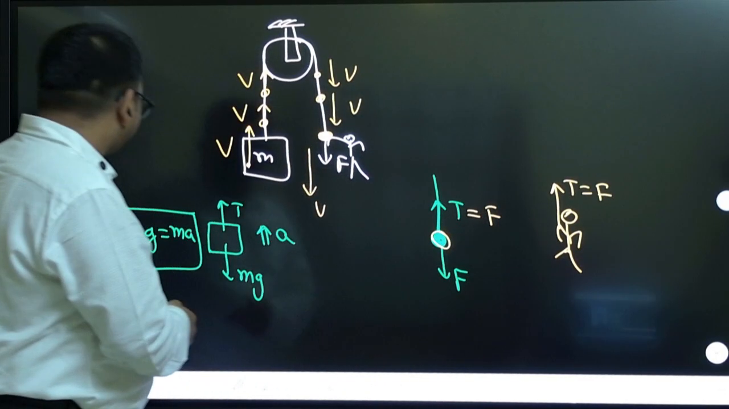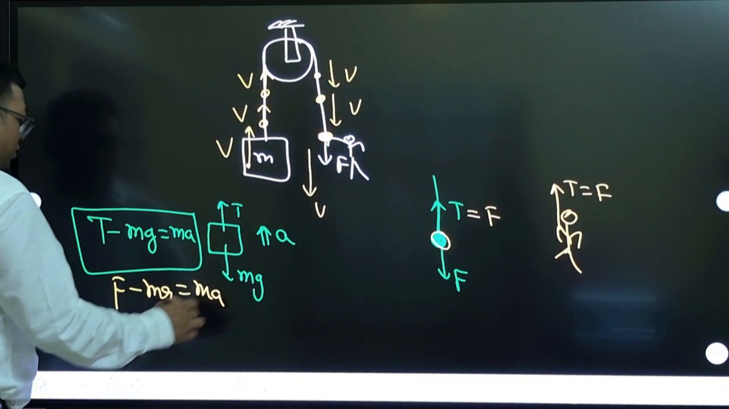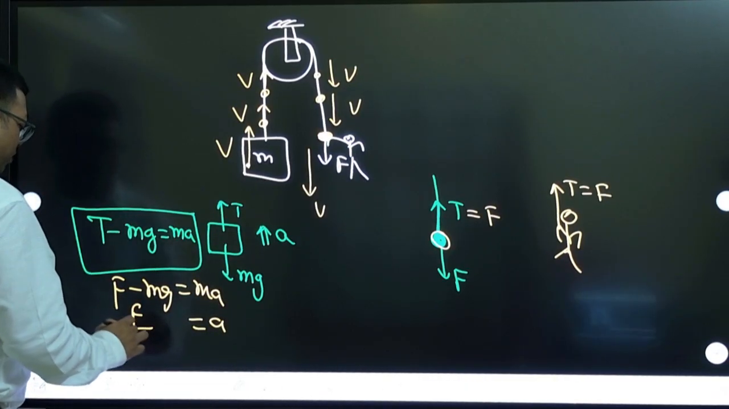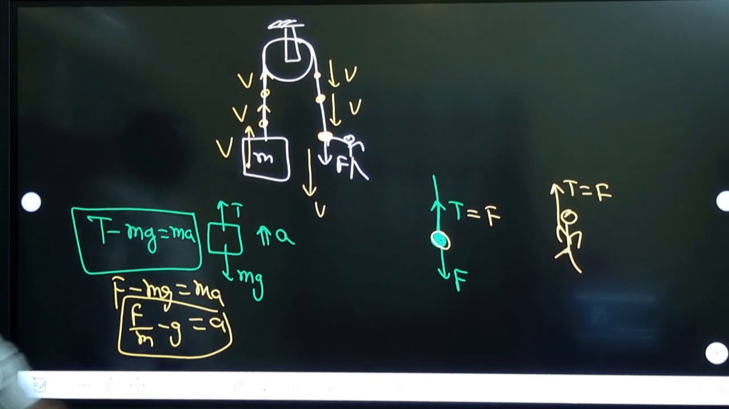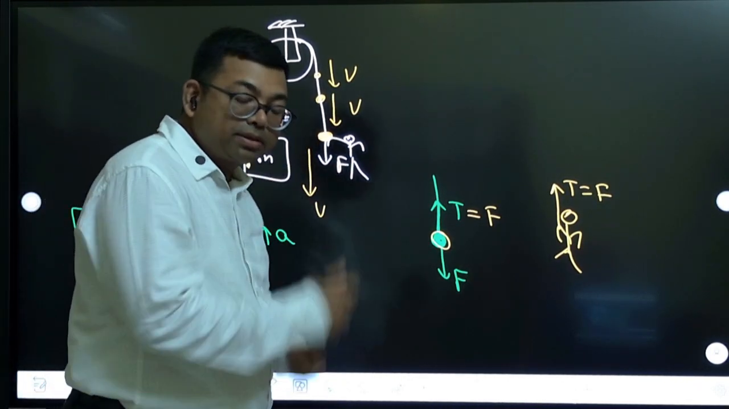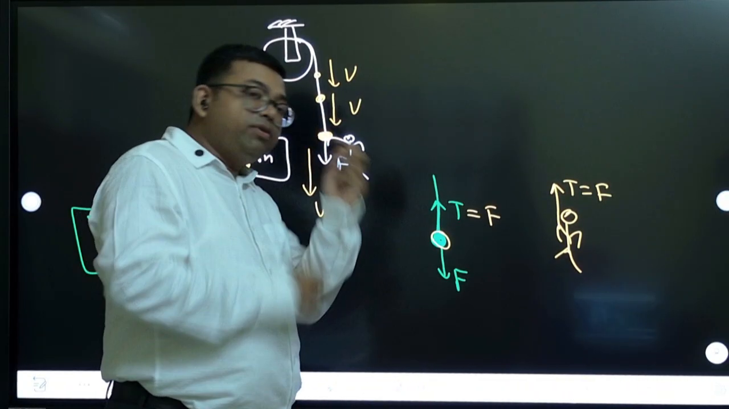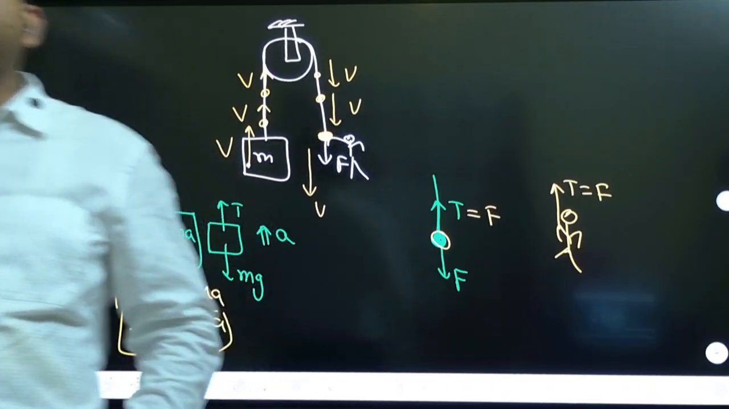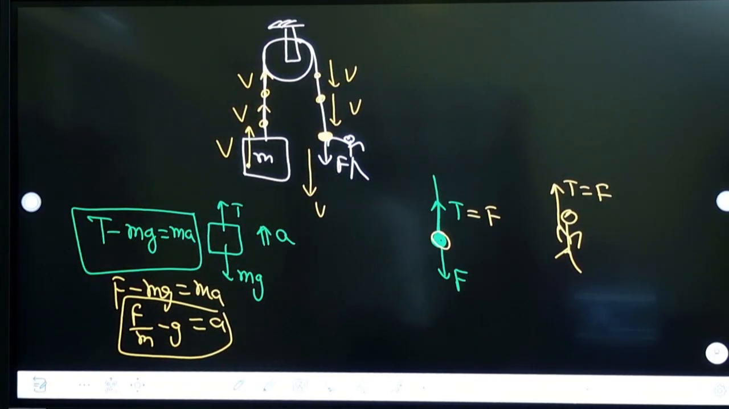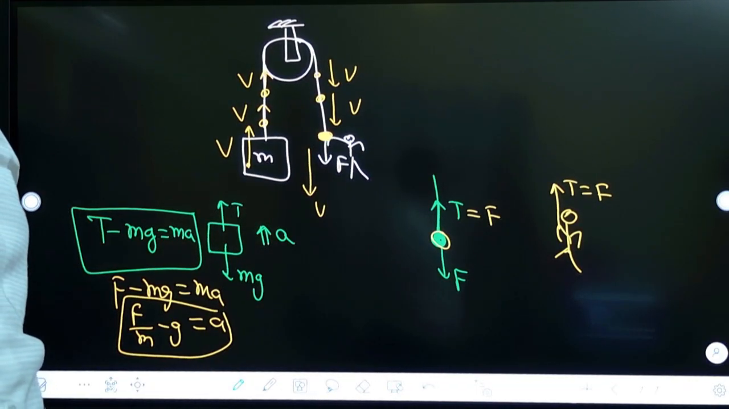So you may substitute here and calculate the acceleration. F minus mg is equal to ma. So acceleration is equal to F by m minus g. That's the answer for acceleration. But if he is moving it with a constant speed, then there is no acceleration. There is no acceleration, right?